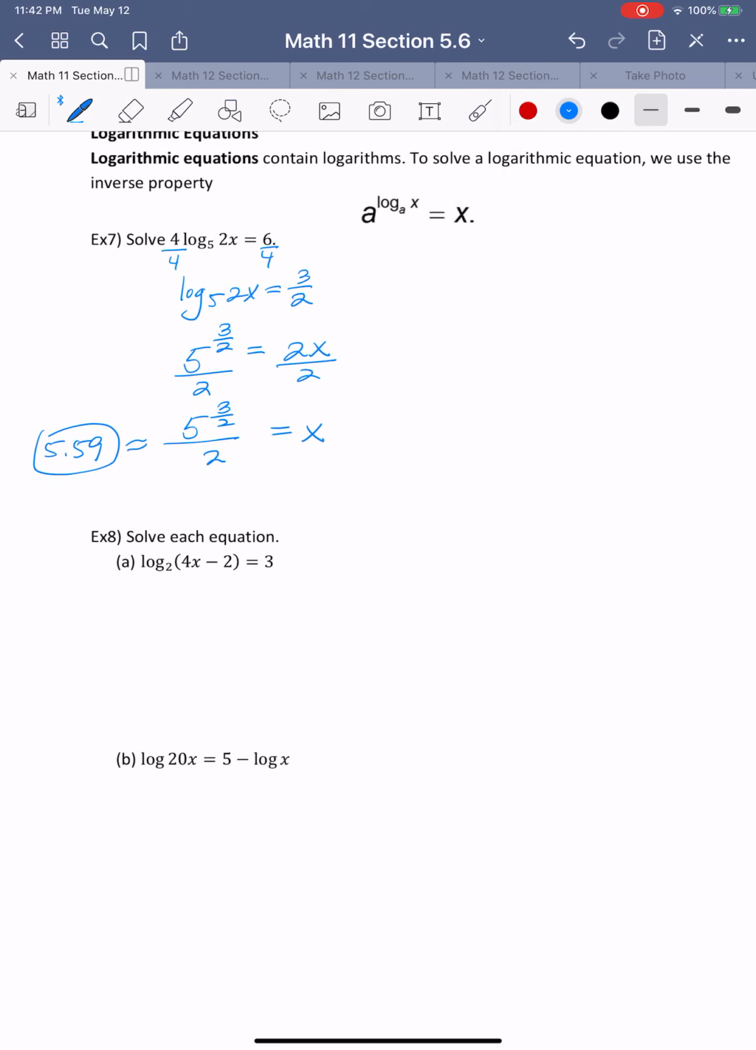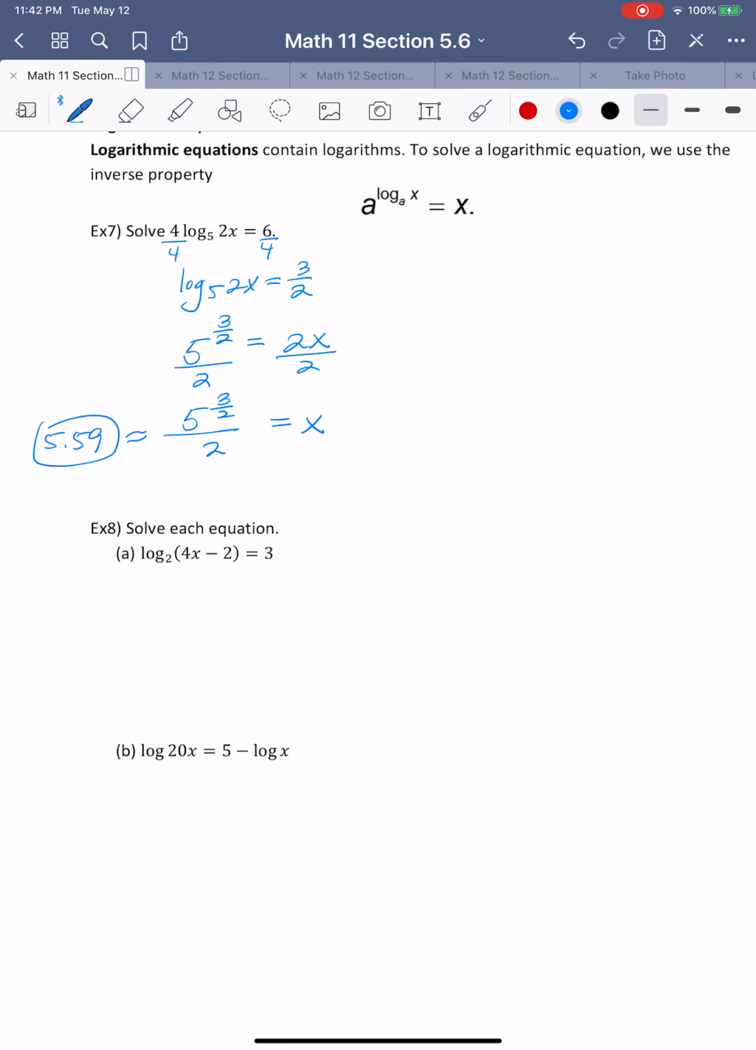Okay, number 8. Solve each equation. Same thing too: we change to the exponential equation. So base 2 to the power 3 equals 4x minus 2. Solving for x, we get 8 plus 2, so 10 equals 4x. Then divide by 4, and x equals 5 over 2.